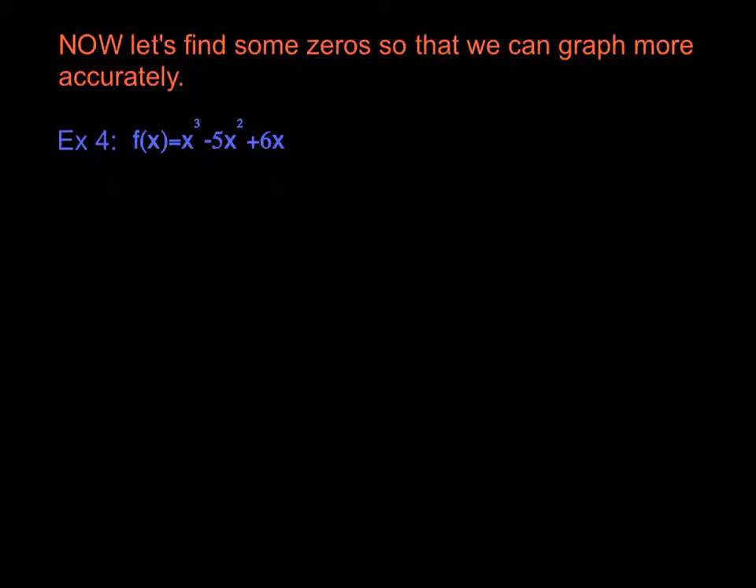Okay, now we're going to get a little more accurate on our graphs, and we're going to find some zeros so that we can graph more accurately. So for example, on example 4, I have f of x equals x cubed minus 5x squared plus 6x. When I ask you to find some zeros, you're probably going to have to do some factoring to get it.